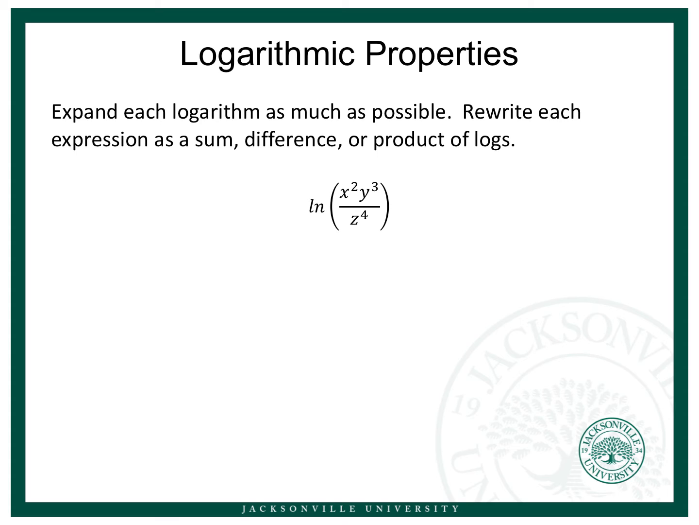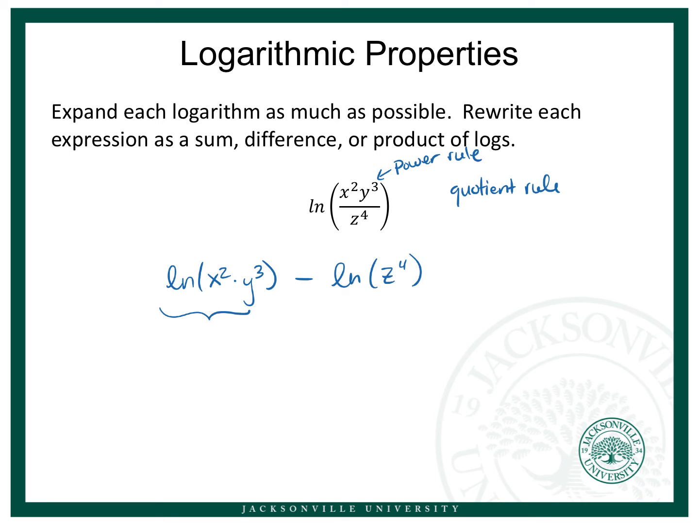All right, let's take a look at another example. Here we would apply the quotient rule, and then we've got some exponents, some powers, so we'll also apply the power rule. First, the quotient rule: let's break this apart as the natural log of x squared times y to the third power minus the natural log of z to the fourth power. And then I also have to apply the product rule here. So I'm going to break this apart as the natural log of x squared plus the natural log of y to the third power minus the natural log of z to the fourth power.